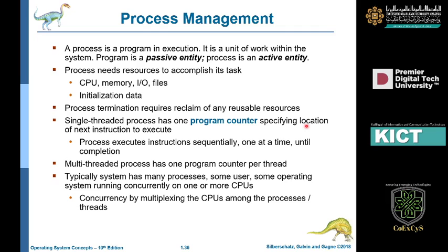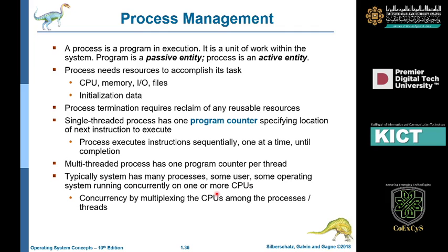A multi-threaded process has one program counter per thread. So imagine one process that contains multiple threads running multiple pieces of code that could be similar, but they have their own program counter, and how they process might be different from one another, because they're different threads.